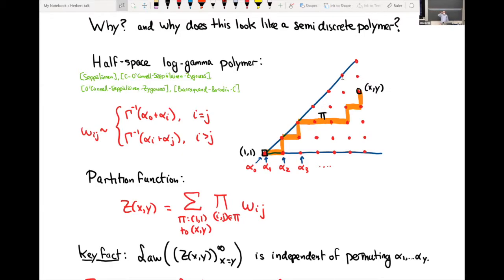Jointly, this law, which depends only on the alpha parameters, because that's the thing that determines the weight, is invariant under permuting the first y of these alphas, alpha 1 through alpha y. Not at all obvious. And I'll tell you what it does not say.